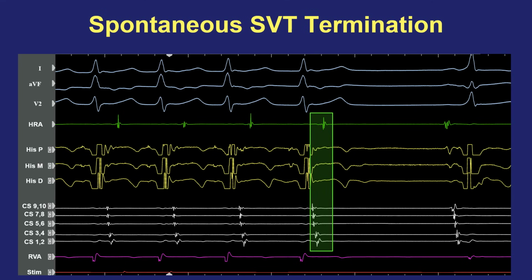Yes, the AV node in these reentrant tachycardias is often the weakest link, and whether it's a change in autonomic influence on the AV node or whatever it is that may subtly change the refractory period, blocking in the AV node in the forward or the backward direction is a very plausible tachycardia termination mechanism. But let's think for a moment about atrial tachycardia.